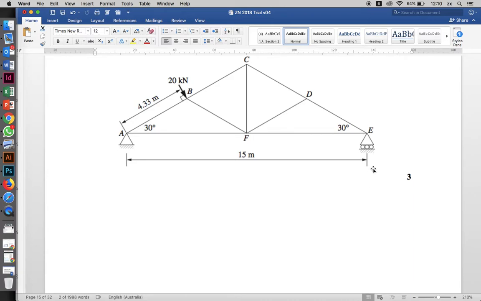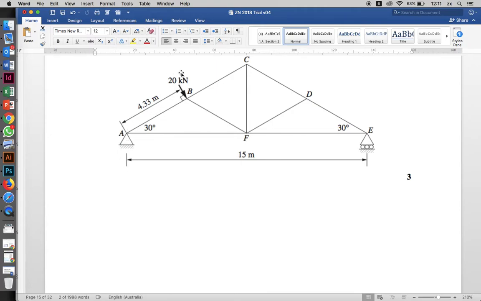Now that we know that the up force here is 5.77, we can find out the comparisons of our forces. We know that we've got 5.77 going up, and we know that we've got 86% of 20. The answer is RAV equals 11.55. That's the vertical component of RA.